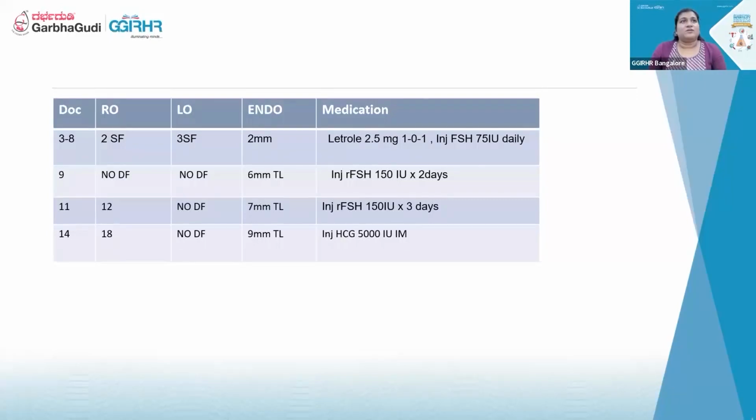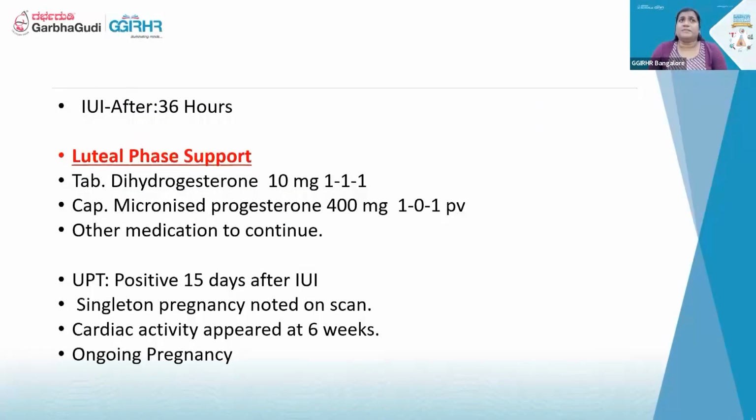On day 9, we saw that there was no dominant follicle. So we increased the FSH to 150 international units daily, and we continued the stimulation for 2 days. On day 11, we saw a 12 millimeter follicle on the right side with a good endometrium. We continued the FSH stimulation for 3 more days, after which on day 14, an 18 mm follicle was documented with a good 9 mm triple line endometrium. And then we triggered with HCG 5000 international units and planned a single IUI for this patient at 36 hours.